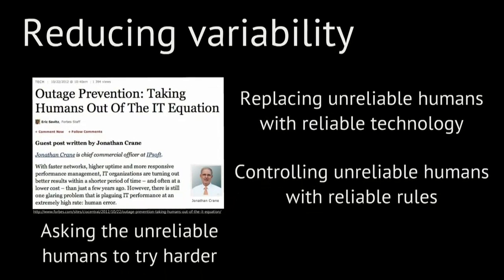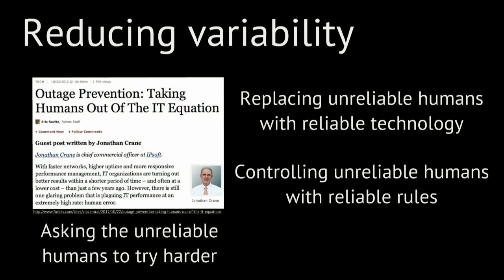The other principle is that if we have constructed risk as your unreliability, then what we do to manage risk is to reduce that unreliability, or to reduce the variability of the system, if you like. We can do so by simply replacing you unreliable humans with some more reliable technology. That we see here in this blog post entitled Outage Prevention, Taking Humans Out of the IT Equation. Don't know how that would look in practice, but you might have some ideas.